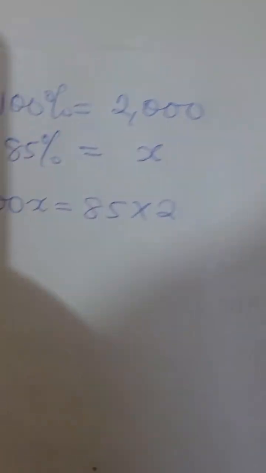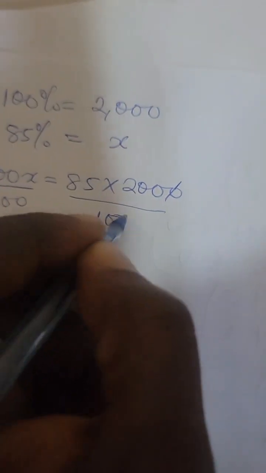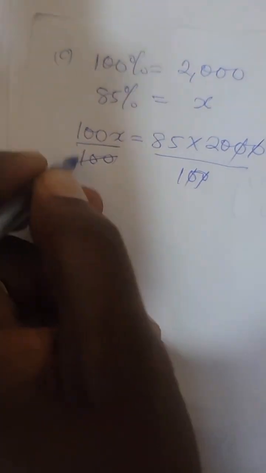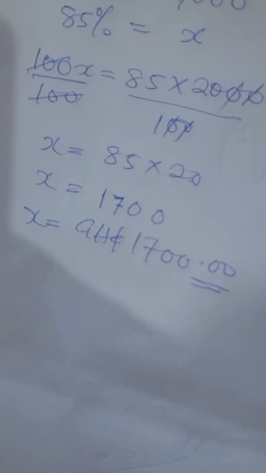You just cross multiply. 100x is 85 times 2,000. Divide through by 100. Trailing zeros will go off here. So my x is 85 times 20. 20 times 5 is 100. 20 times 8 is 160, and that is 1,700. So my x is 1,700, and that is the amount she paid.